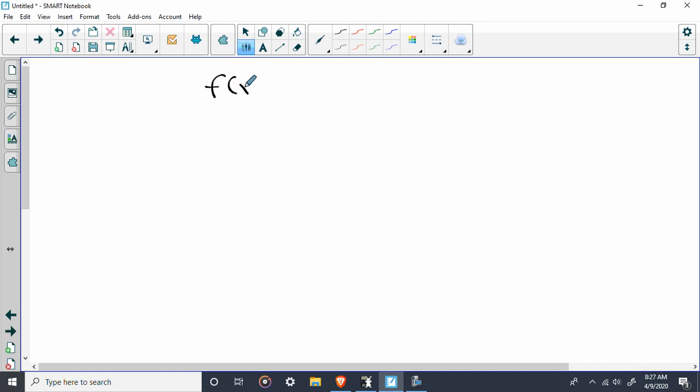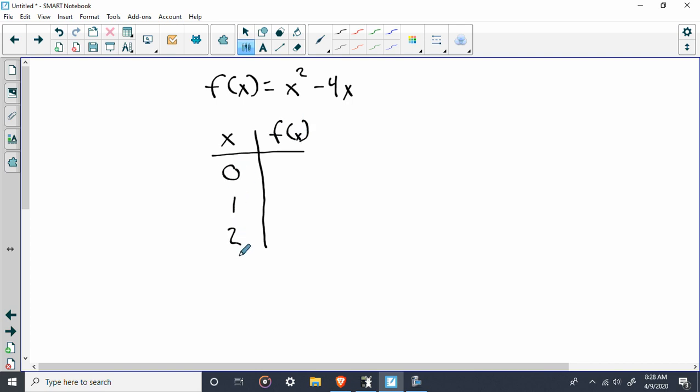So, all right, what if I said f of x equals x squared minus 4x, okay? So notice the only thing that's different here is we have an x squared, right? And they want you to evaluate. They want you to plug in the following numbers. They want 0, 1, 2, 3. Now you can feel free to use a calculator for this, but I'm going to tell you guys there's going to be some dangerous things when you use a calculator.